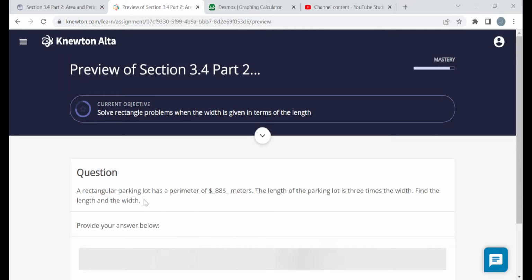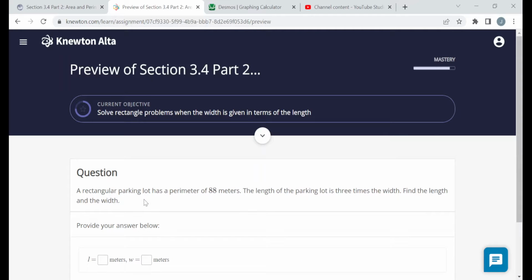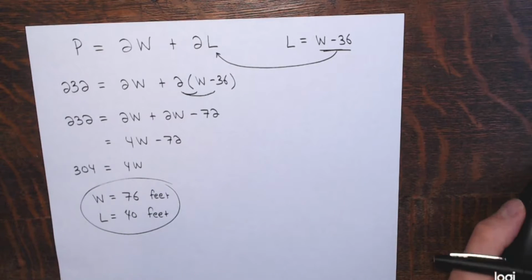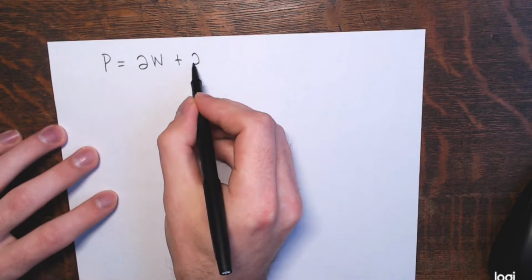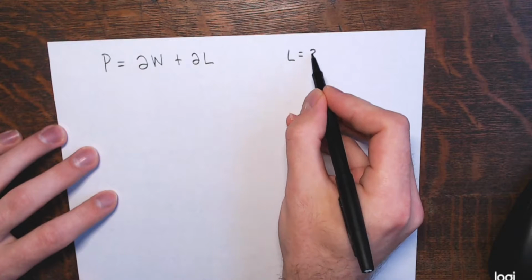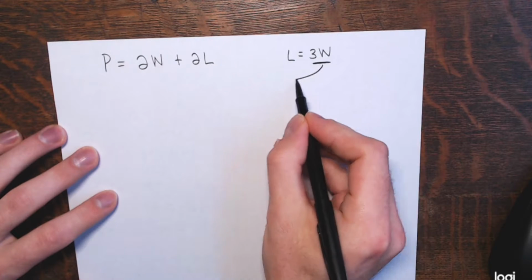Alright, so one more, and another parking lot problem is basically the same thing. So again, they give us the perimeter, they say it's 88 meters, and then they say the length of the parking lot is 3 times the width. So if I'm saying the width is W, the length would be 3W. And then find the length and width. It's a very similar question. So again, the perimeter formula once again, 2 widths plus 2 lengths, but the length is 3 times the width. So I'm putting in 3W for L instead of L.